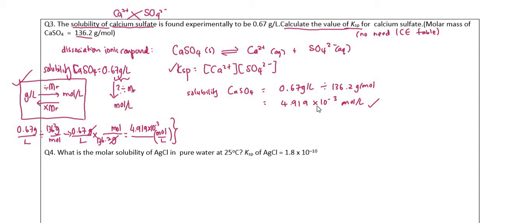Right. Okay, after you get the mole per liter, the molar solubility, then you will insert into the Ksp expression. Directly insert because of what? Because the ratio of calcium sulfate to Ca2 plus and SO4 2 minus is 1, 1, and 1. That's why directly insert, right? And you get 2.42 exponent negative 5. This is your answer.